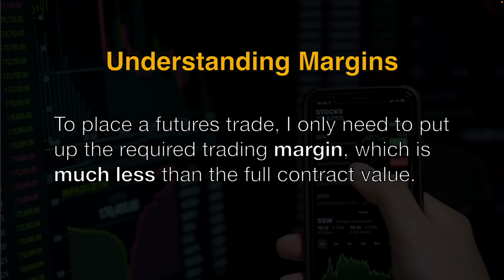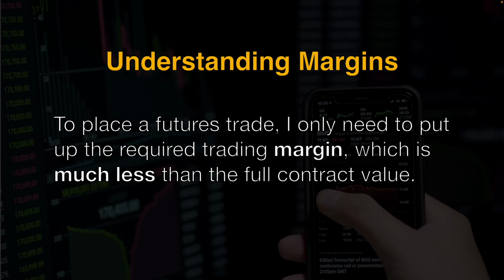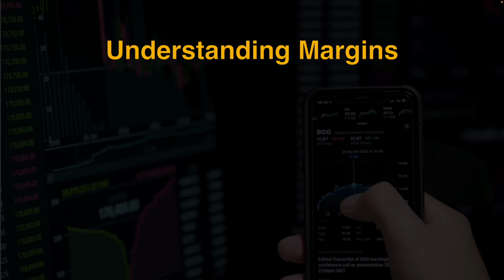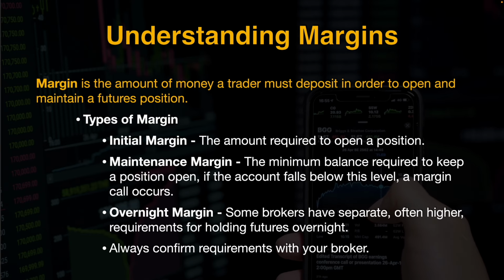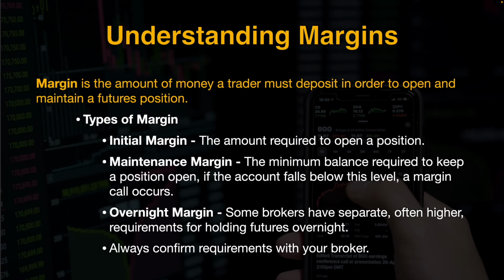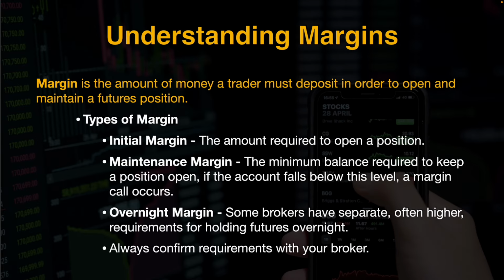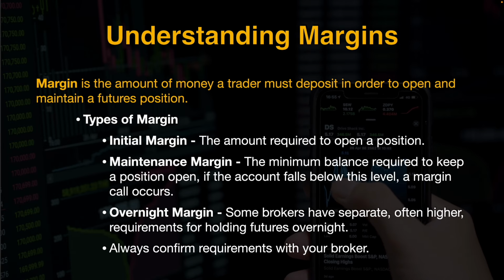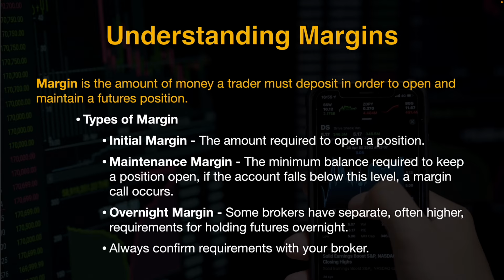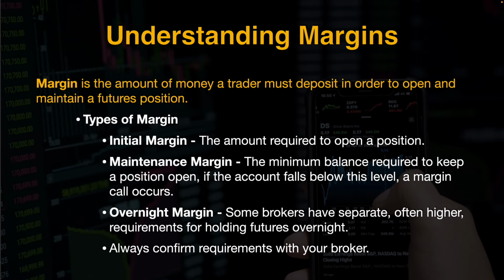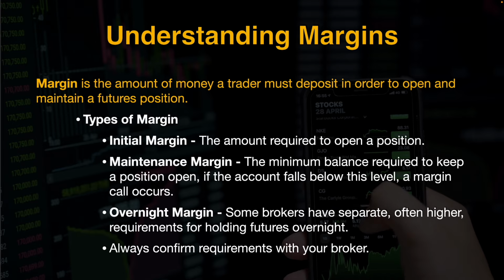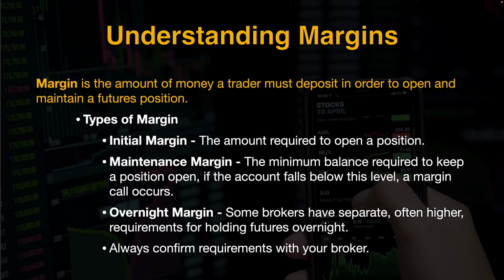A word about margins. To place a futures trade, I only need to put up the required trading margin, which is much less than the full contract value. Margin is the amount of money a trader must deposit in order to open and maintain a futures position. There are 3 types of margin: initial margin, maintenance margin, and overnight margin. Initial margin is the amount required to open a position, and maintenance margin is the minimum balance required to keep a position open. If the account falls below maintenance margin, a margin call occurs. And finally, overnight margin. Some brokers have separate, often higher requirements for holding futures overnight, and you always want to confirm your requirements with your specific broker.